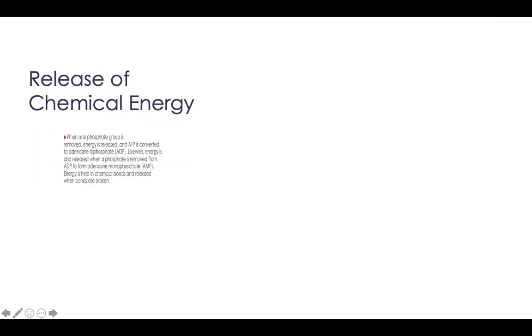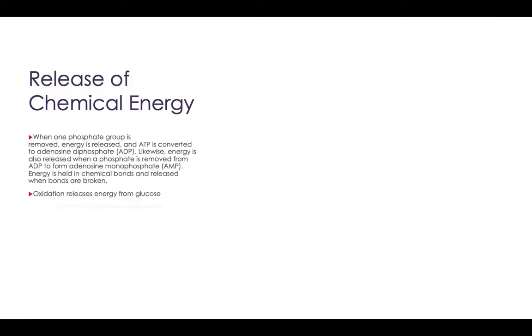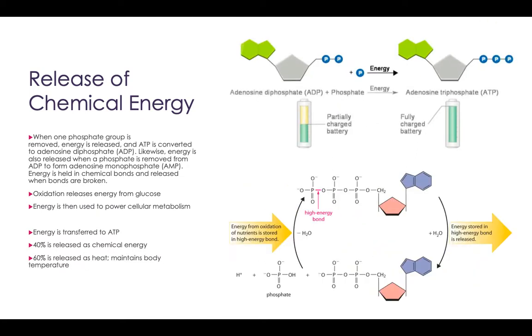Next, we're discussing the release of chemical energy. When one phosphate group is removed, energy is released, and ATP is converted into ADP. Likewise, energy is also released when a phosphate group is removed from ADP to form AMP. Mono means one. Energy is held in the chemical bonds and is released when the bonds are broken. In the picture, you can see that when ADP gains a phosphate group, it gains energy and becomes ATP.